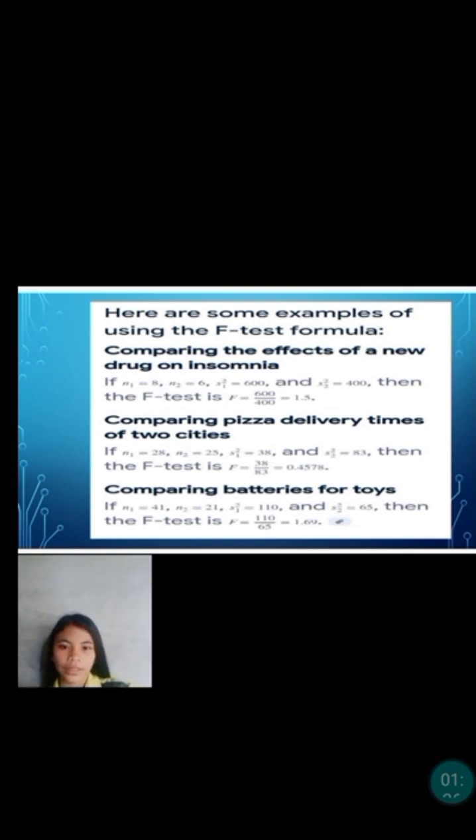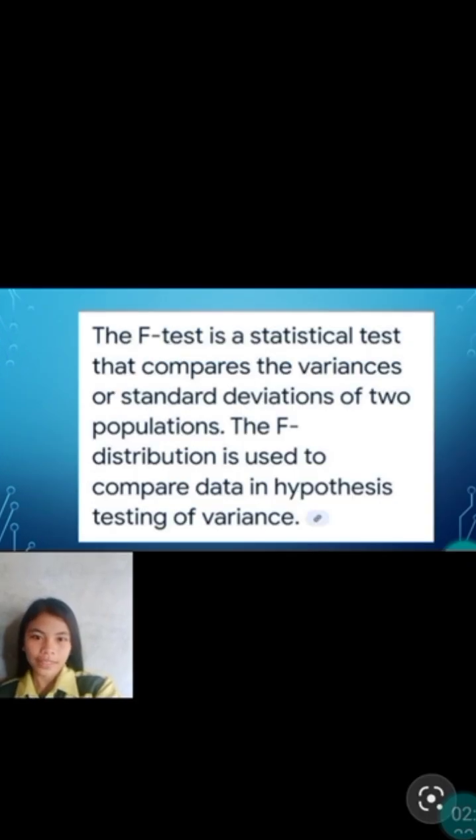Another example. Comparing batteries for toys. N1 equals 41, N2 equals 21, S1 squared equals 110, and S2 squared equals 65. Then the F-test is F equals 110 divided by 65 equals 1.69. The F-test is a statistical test that compares the variances or standard deviations of two populations.